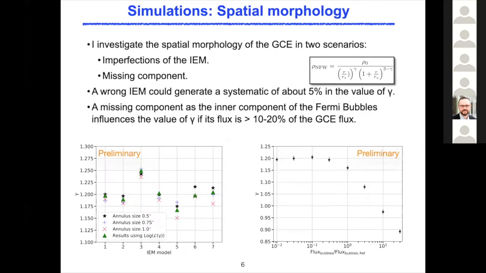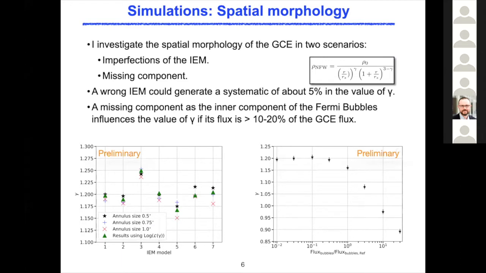Then I analyzed the spatial morphology with two different scenarios, still with simulations. One is the scenario where you have imperfections of the interstellar emission model. So basically, you create the data with one model, and then you analyze the data with another model. And then the case of a missing component. So imagine that you have the data and you have the emission from one component, but we don't know that this component exists. And so basically, we are missing a component in fitting the data.